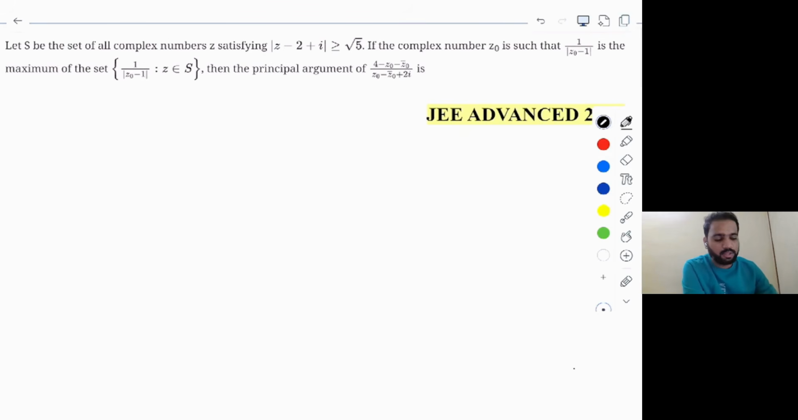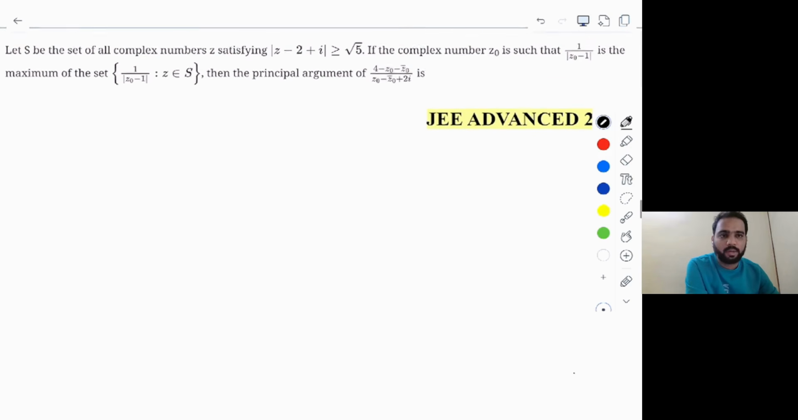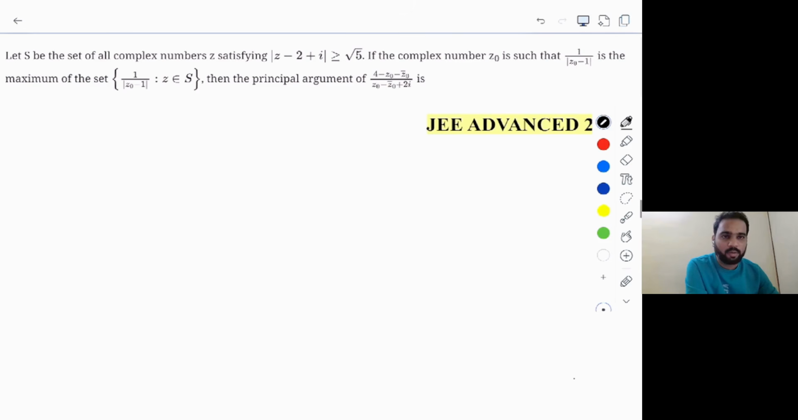Let's take the next question. This is a question from JEE Advanced 2019. It's a pure geometrical application question from the chapter complex numbers. Now let's read the question.